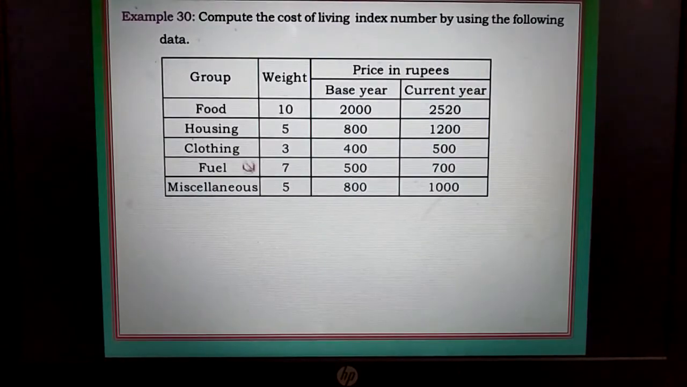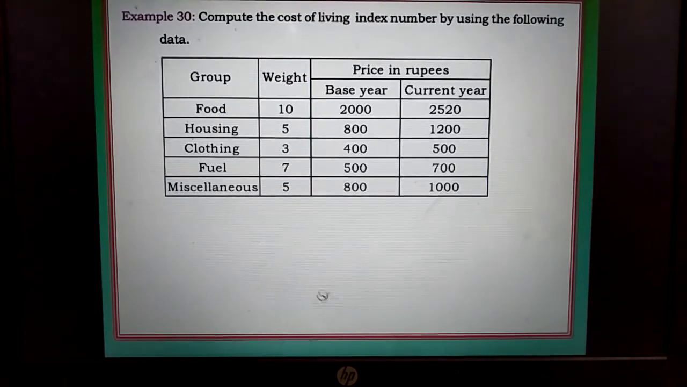Next problem. Compute the cost of living index number using the following data. That much only is given. Which method to be applied, it is not given. Here weights are given. Prices in rupees in base year and current year are given. Once weights are given, the notation for weight is W. So when weights are given, it is nothing but family budget method to be applied, not aggregative expenditure method.